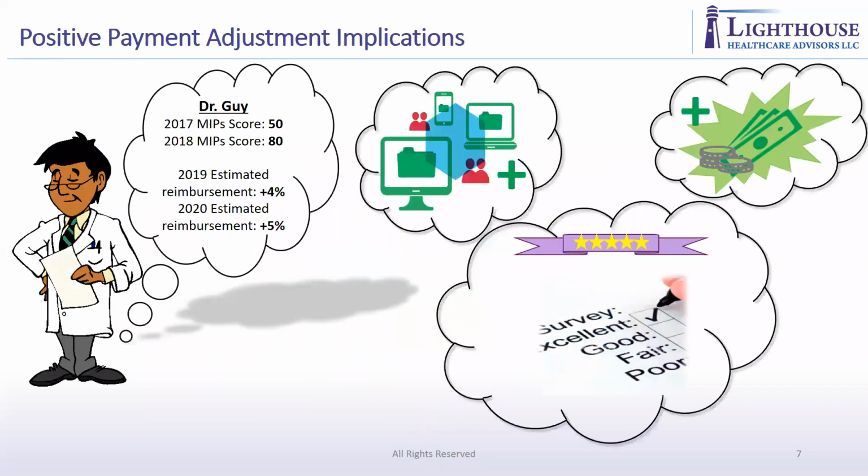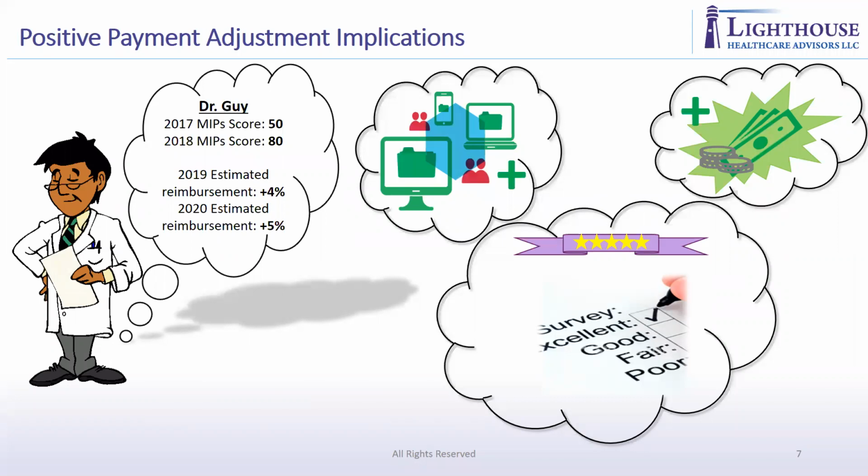So let's take a look at some positive payment adjustment implications. Here we have Dr. Guy. He scored 50 points in 2017, and then in 2018, he scored 80 points. So this physician is doing quite well. His estimated reimbursement for 2019 is a positive 4%, and for 2020, a positive 5%. Dr. Guy has been practicing, let's say, for 9 years. He's been able to transition fully onto electronic data.